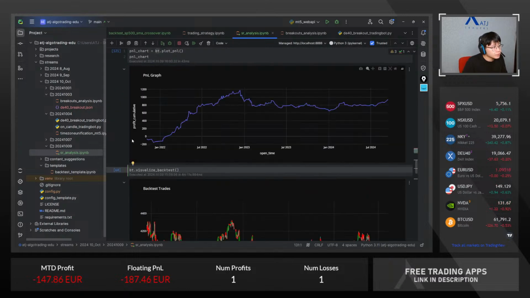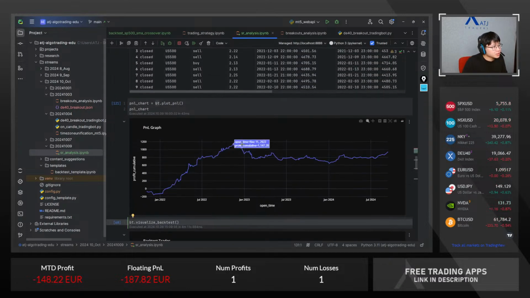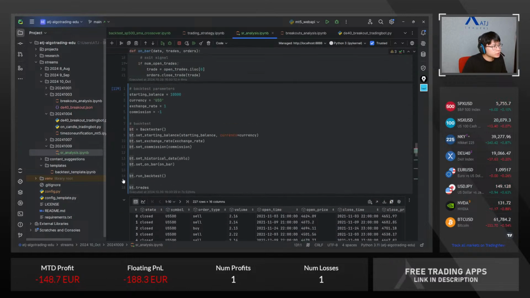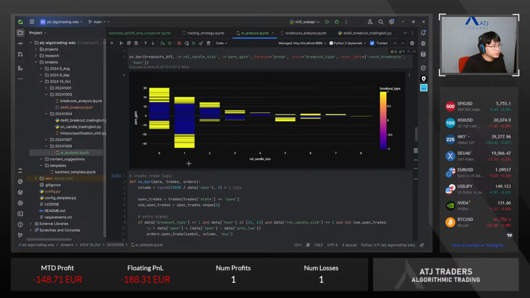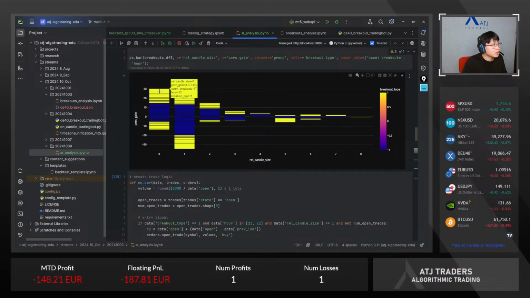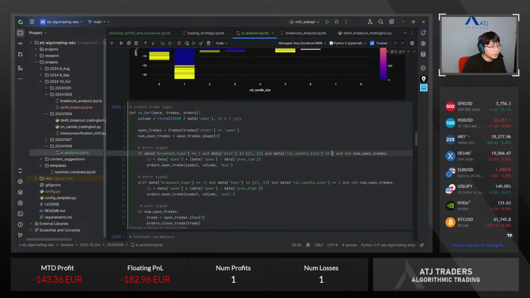Okay. So now the backtest looks slightly worse because we filtered out a lot of trades, since now I filtered by relative candle size. Even though the short positions tend to perform slightly worse, the profitable ones are outperforming this one. So if I add 0 and 1, maybe that could work.